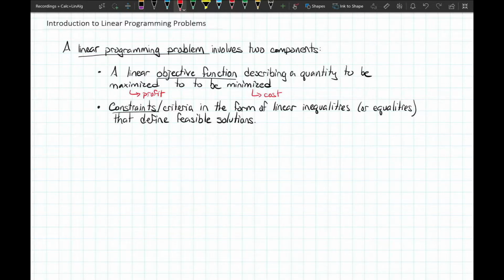Now, the other part of the problem are going to be various constraints. And these constraints, they're criteria that we have to obey, and those are going to be in the form of linear inequalities or linear equalities. Something where perhaps the sum of certain values cannot exceed something. That kind of idea. Let's take a look at an example and see how we can get some linear inequalities that describe constraints and a linear function that describes some objective.